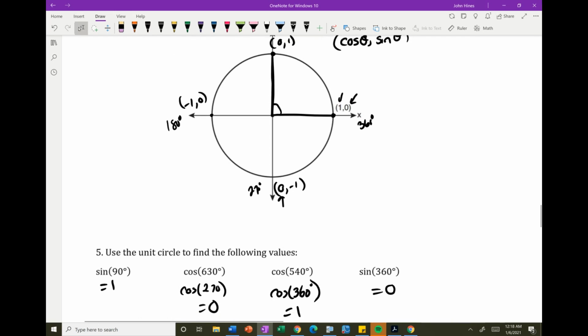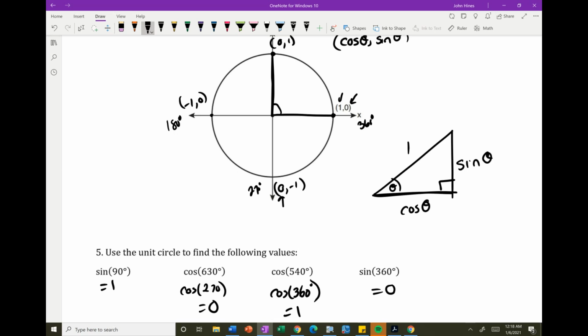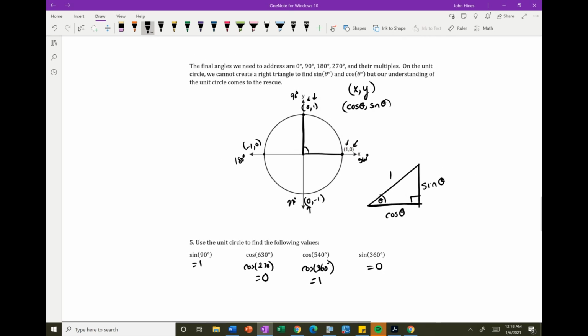Okay, so that's how we extend our trig functions. We have to remember cosine is horizontal. In the unit circle, cosine is the horizontal distance, and sine is the vertical distance. If you know this little triangle here, it's got a lot of information packed into it, and we'll discover more as the unit goes on.